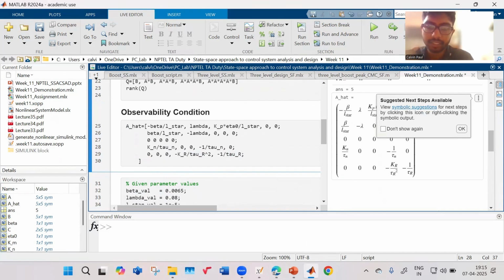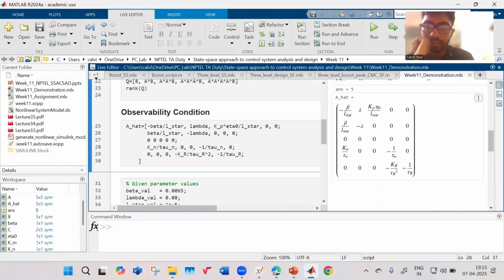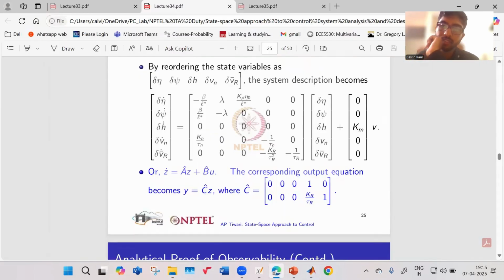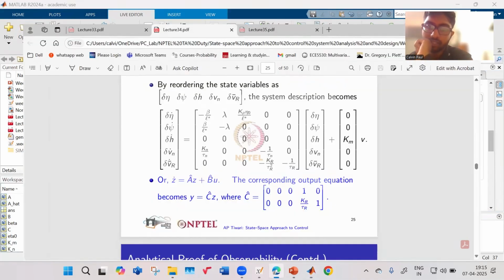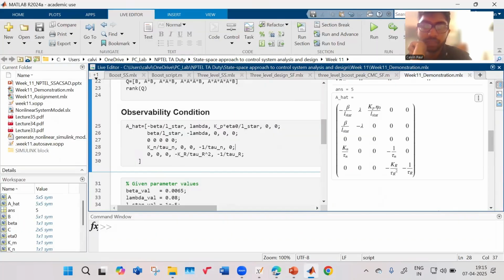So this is our A hat. A hat is minus beta upon L star, lambda; KP eta naught upon L star, 0, 0; then beta upon L star, minus lambda, 0, 0, all zeros; then kn upon tau, 0, 0, minus 1 upon tau; then triple 0, minus k upon tau square and minus 1 upon tau. So this A hat is correct.